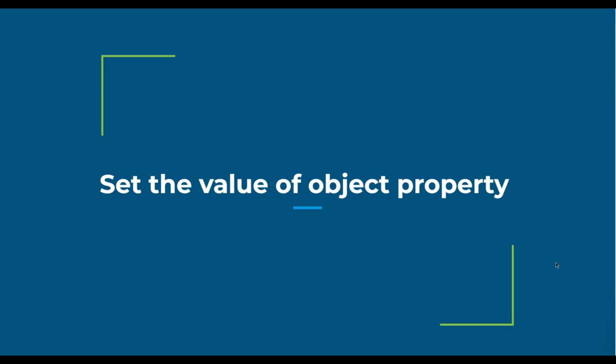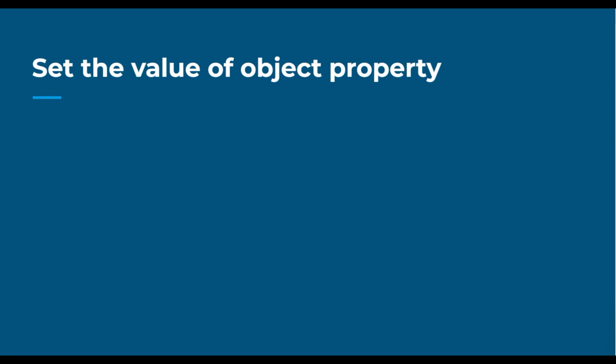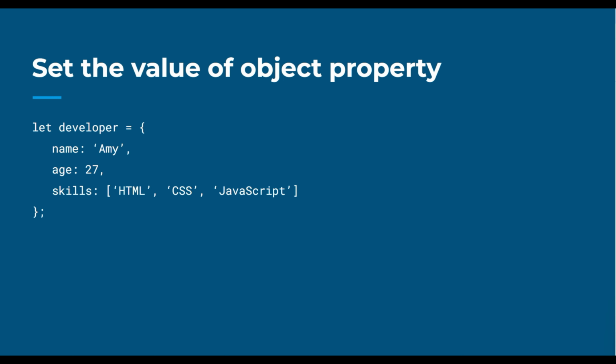So today, we will set the value of object property. We will use dot notation to update the value of the property. So to update name, for example, we can use developer.name and assign a different name. Or we can use developer.age and assign a different age to update the age.